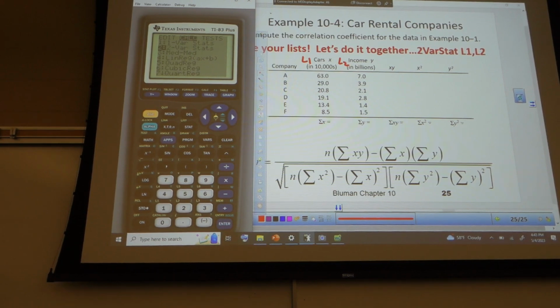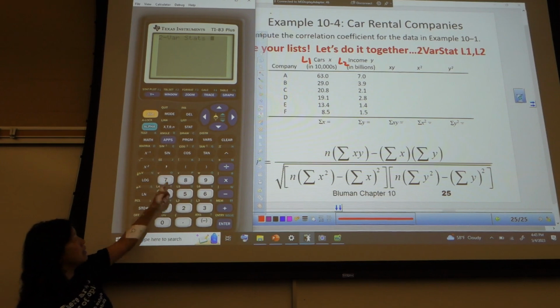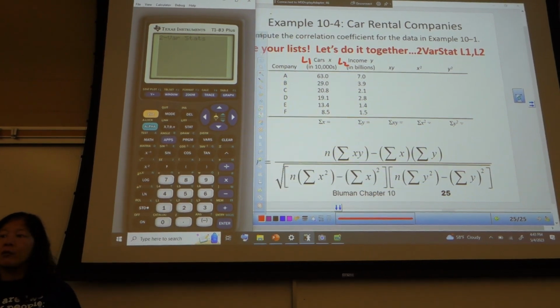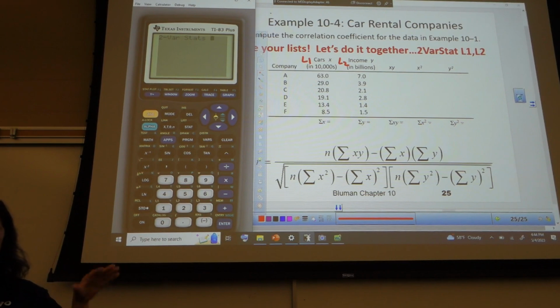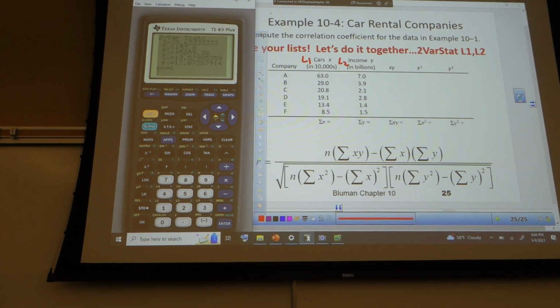Hit enter. Now mine's a basic calculator, so I need to manually put in L1, comma above the 7, L2. For a lot of you, you'll have the fancier ones. So you put in L1 for your x, L2 for your y. Your frequency, leave that completely blank. But I'm going to put in L1, comma, above the 7, second L2. Enter. And you'll see I get a whole bunch of stuff.